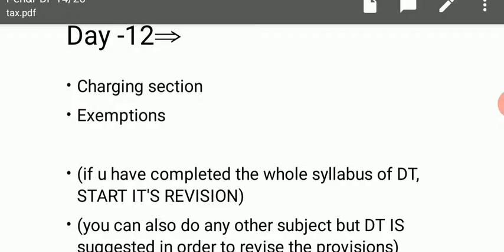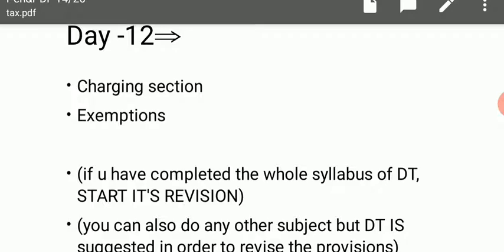Now if you have completed the whole syllabus of DT, start with its revision, because DT is a very vast subject. It has a large number of provisions, and it is really tough for students to remember it. So what you have to do is just revise and revise chapters like heads of income, like salary, HP, PGPP. These are very important chapters, and mostly students are not able to recall the provisions.